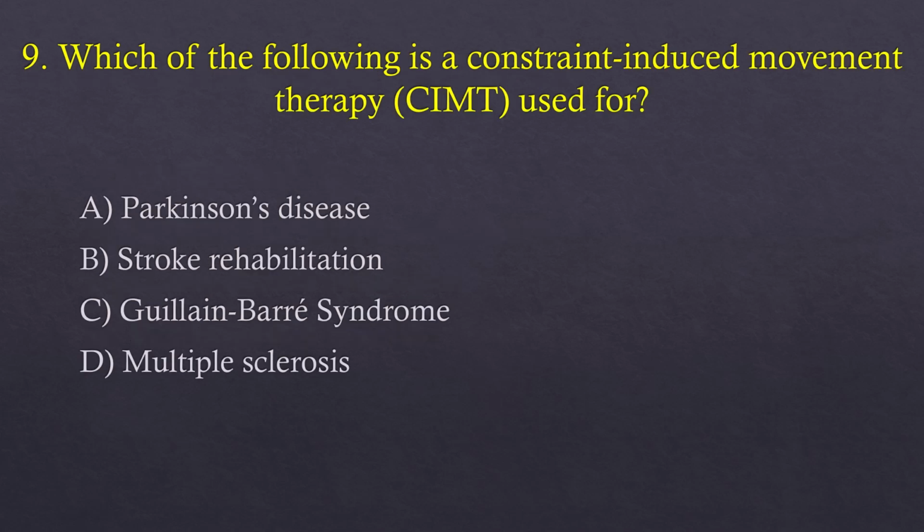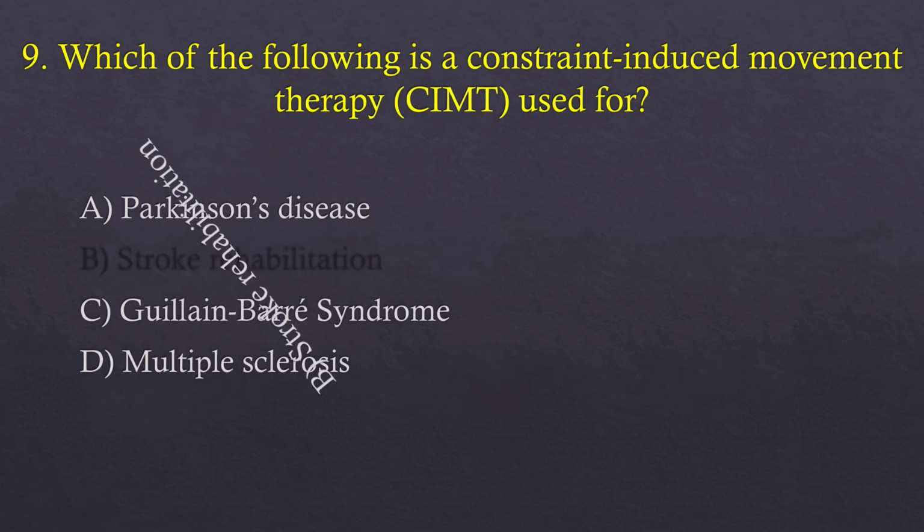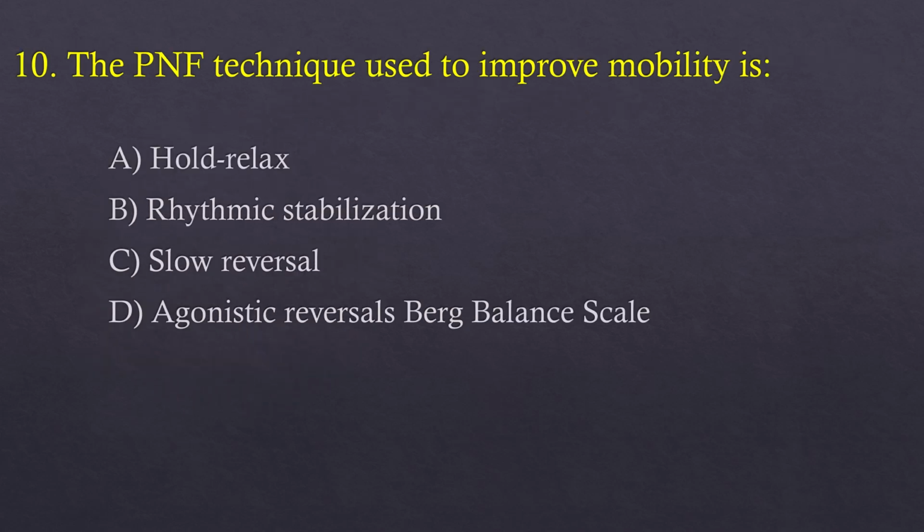Number 9. Which of the following is constraint induced movement therapy, CIMT, used for A. Parkinson's disease, B. Stroke rehabilitation, C. Guillain-Barré syndrome, D. Multiple sclerosis, MS. So the answer is B. Stroke rehabilitation.